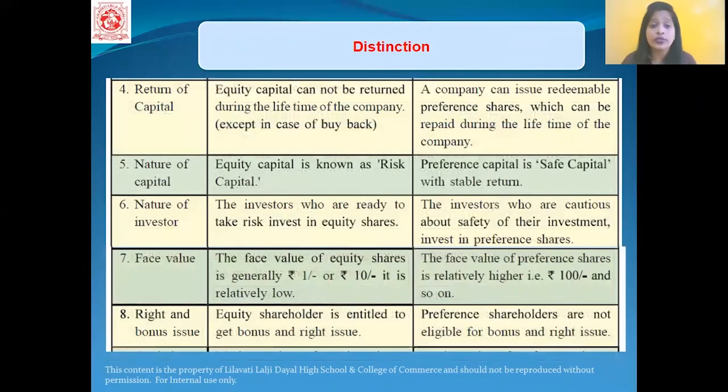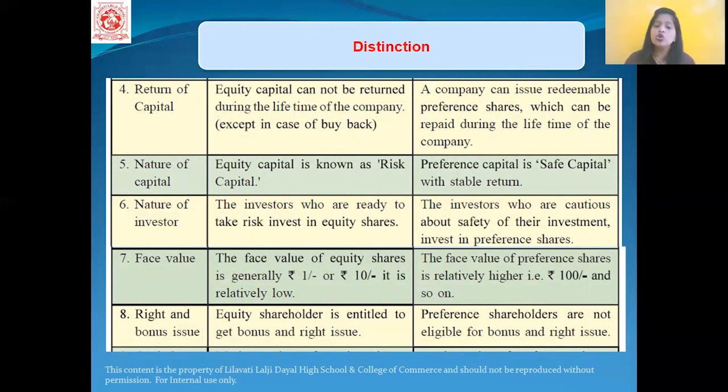Next one is return on capital. Equity capital cannot be returned during the lifetime of the company, so it is called permanent capital. Whereas the company can issue redeemable preference shares which can be repaid during the lifetime of the company. The nature of capital: equity capital is also called risk capital, whereas preference capital is called safe capital. Then we have the nature of investors. The investors who are ready to take risk invest in equity shares, and the investors who are cautious and alert about the safety of their investment invest in preference shares.